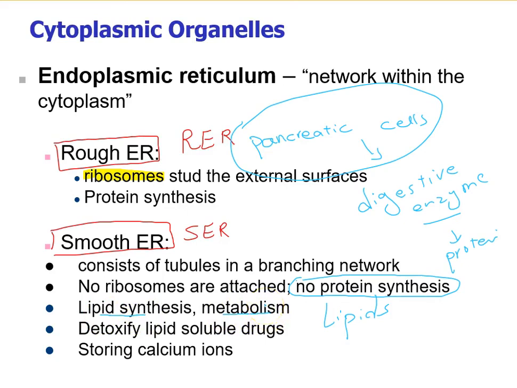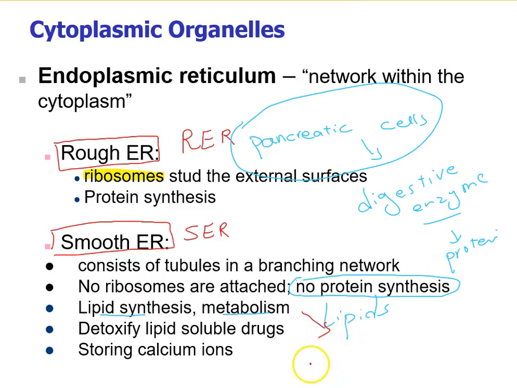We also can add the smooth endoplasmic reticulum helps detoxify the harmful drugs, and also in some cells it is responsible to store the calcium ion. Again, let's make an example.